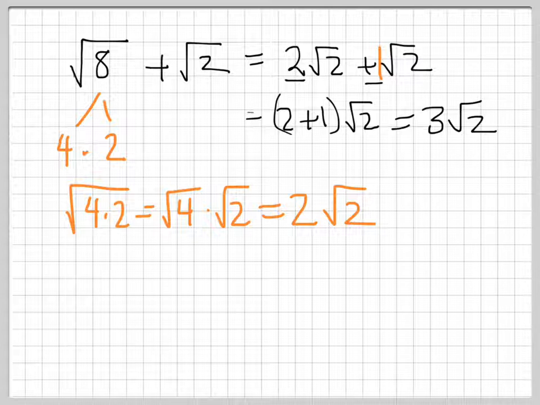And so this is something that you definitely have to watch for when you are adding and subtracting radicals, is that some of the radicals will reduce to be the same type of radical as others. And so you must always reduce first, and then finally you can add or subtract things. So let's do another one.